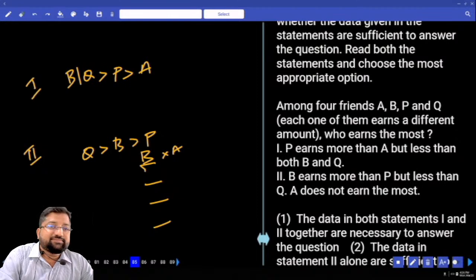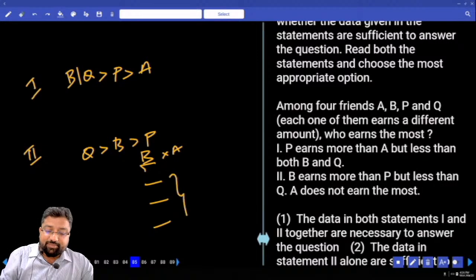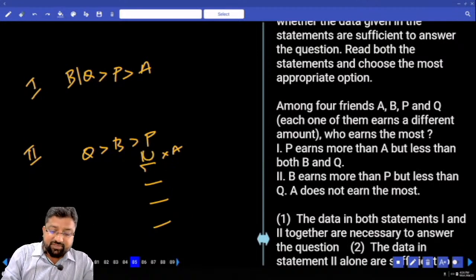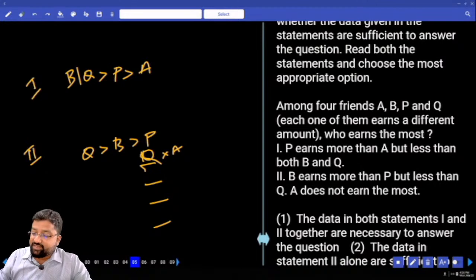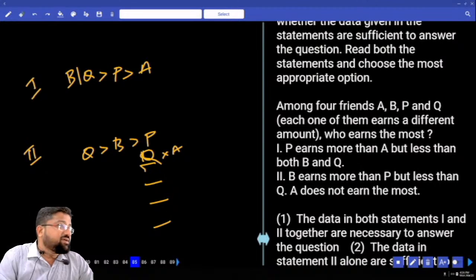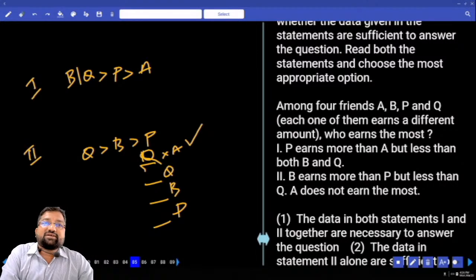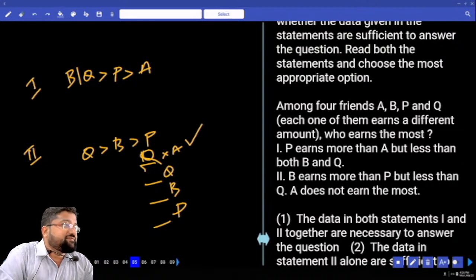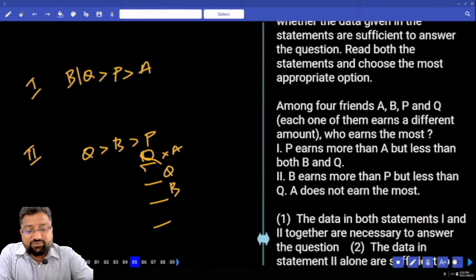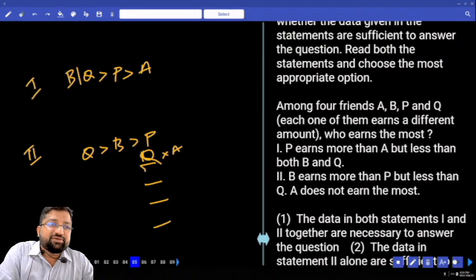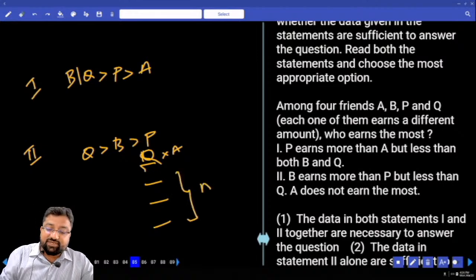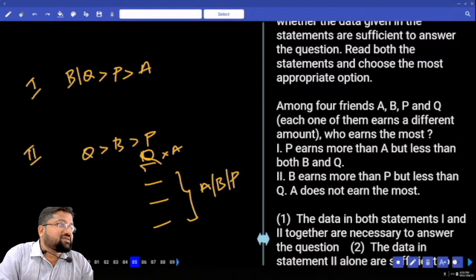Do you understand or not? Then these 3 places, sorry, Q has to be in the first place. Not B. Who is here? Q, because B earns more than P but less than Q. If I write Q, B, P here, then A must be in the first place. But what did it say there? A is not in the first place. When A is not in the first place, who has to be in the first place? It is Q. These 3 places are for A, B and P. Who is second, who is third and who is last? I am not sure.